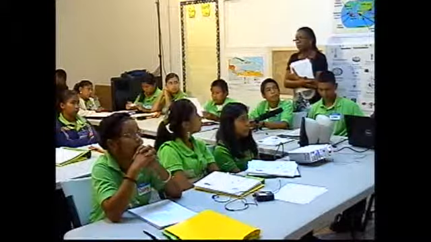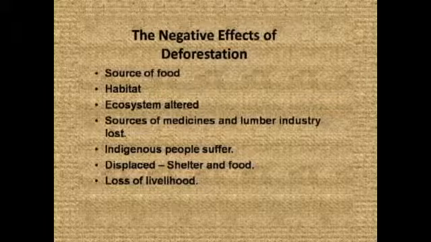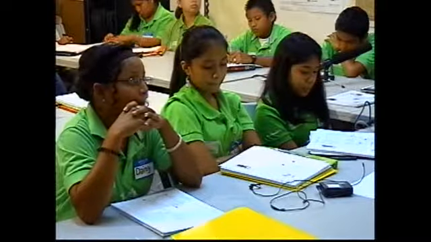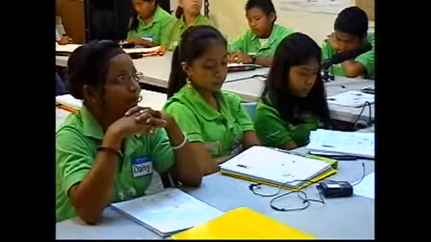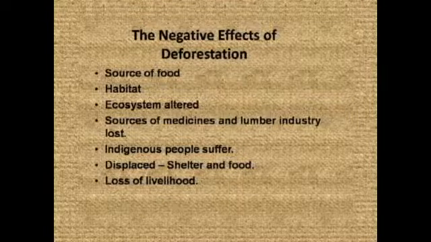The negative effects of deforestation. Source of food. If we keep on cutting, clearing land for subsistence farming or doing a slash and burn, the soil gets weakened. Habitat. You find that new areas are being built for housing, infrastructure, and animals have nowhere to go. So they start dying or they start living in your house. Ecosystem altered. Source of medicine and lumber industry lost.